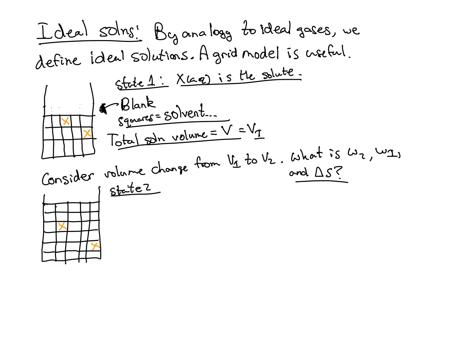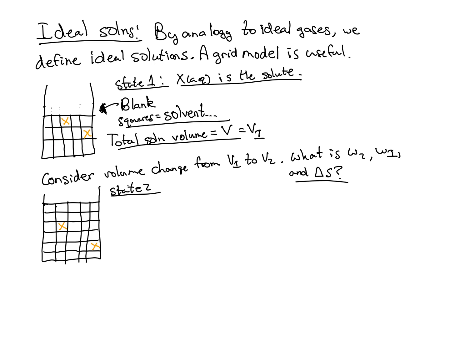Okay, next we have a little bit of a derivation. We've only dealt with gases so far, but solutions are where we do a lot of our chemistry, so it's useful to have the ideal solution model. It's defined by analogy to an ideal gas, and a nice way to understand it is to use a grid model. Let's say we have a substance X that's aqueous. That's our solute. Our solvent in this model is just the blank squares. So if the solvent is water, all these blank squares are occupied by water molecules.